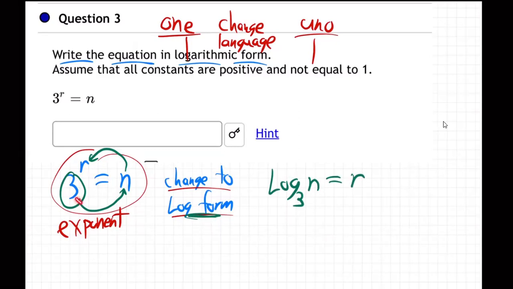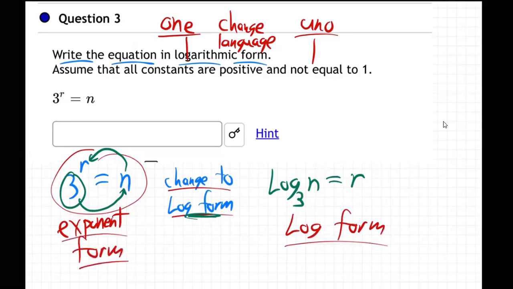It's the same thing. 3, N, R; 3, N, R. See, if I went 3, R, N, it would go right back, wouldn't it? But you had to bring in the log word, because this is log form and this is exponent form.